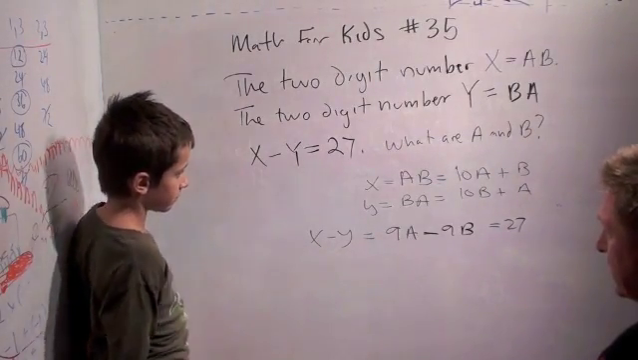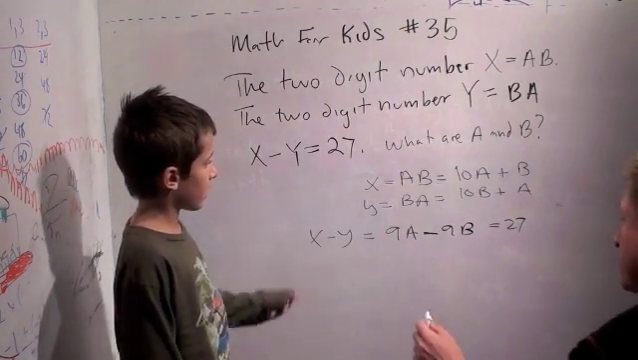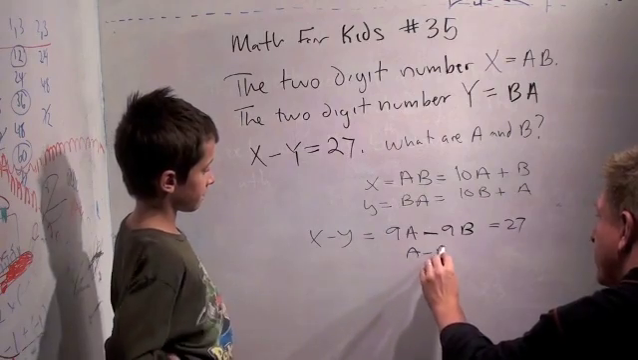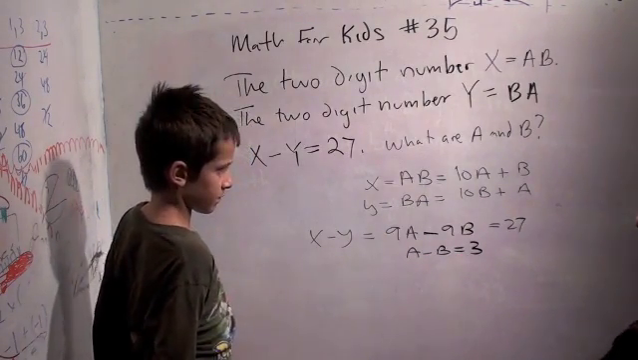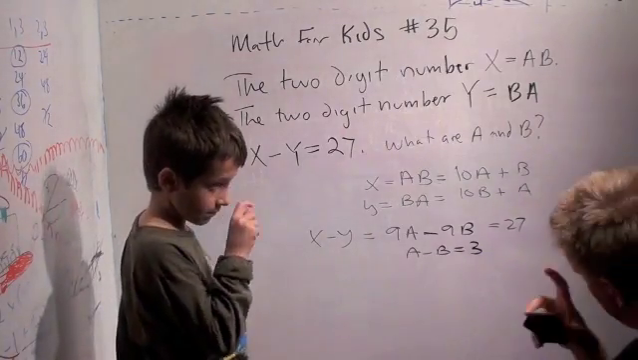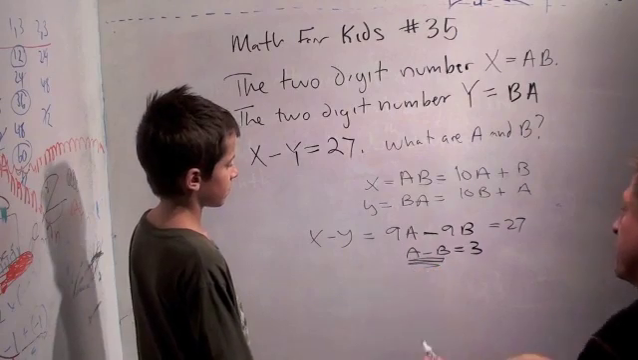Alright, so what can we say next, do you think? We can divide that by 9. A minus B is 3. A minus B equals 3. That's interesting. There are lots of numbers, A and B, such that A minus B equals 3. Do we know anything special about A and B, first off?